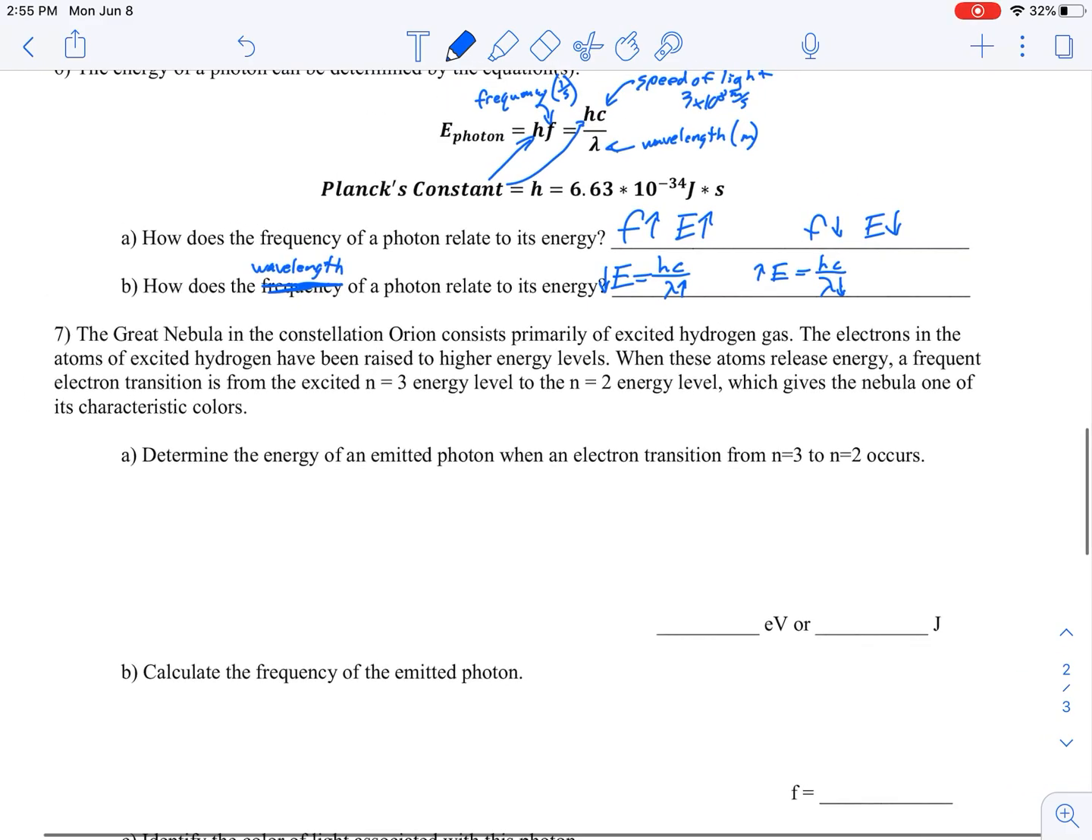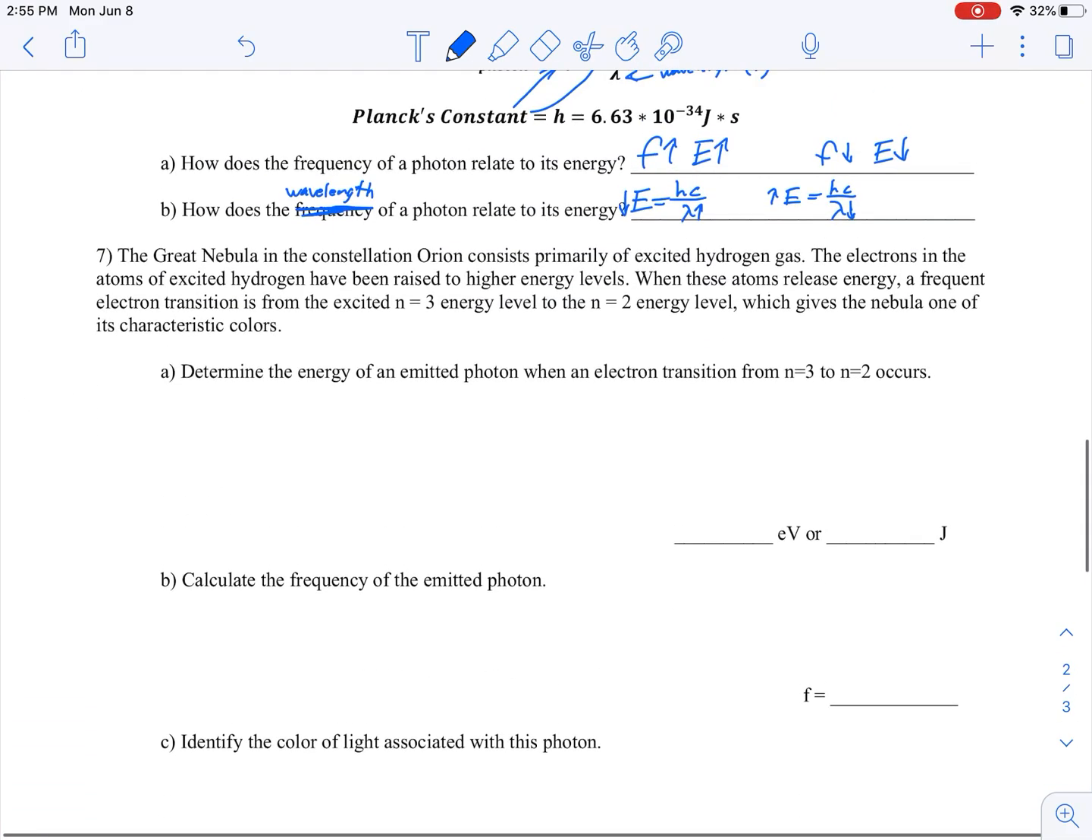All right, but it's just a plug and chug equation. We'll see how to use it right now. All right, so the Great Nebula in the constellation Orion consists primarily of excited hydrogen gas. The electrons in the atoms of excited hydrogen gas have been raised to higher energy levels. When these atoms release energy, a frequent electron transition is from the n equals 3 to the n equals 2 energy levels, which gives the nebula one of its characteristic colors. Okay, that wasn't a question.